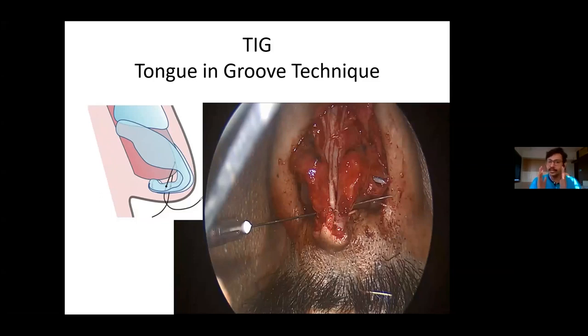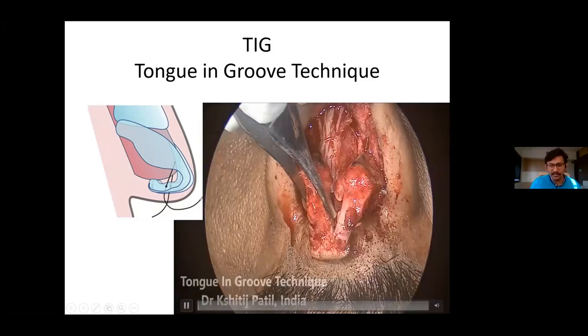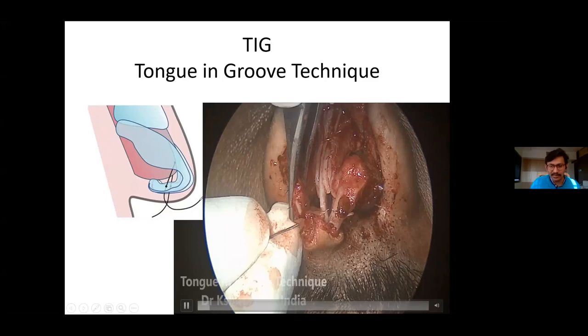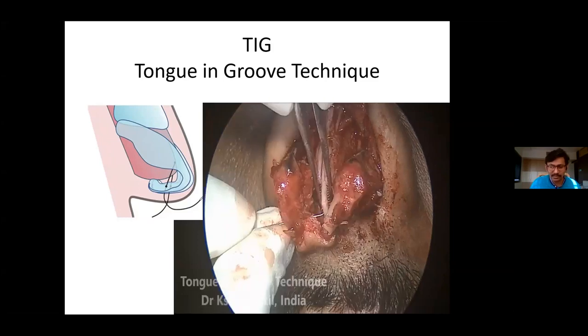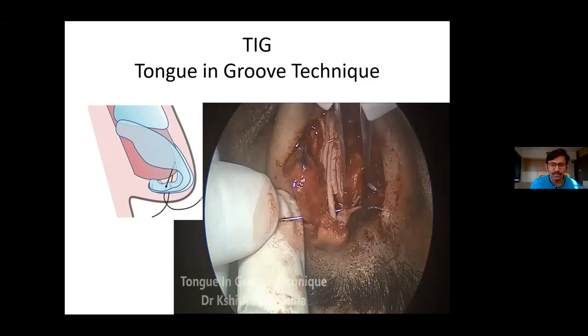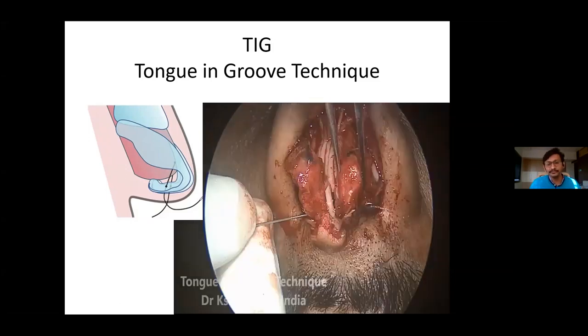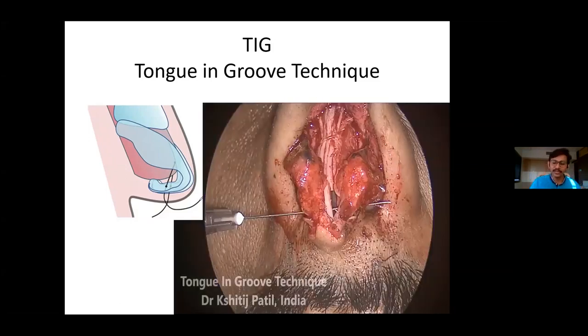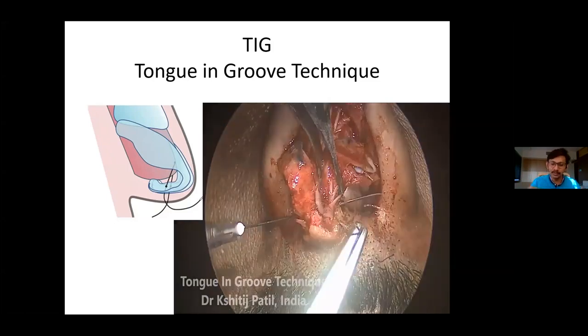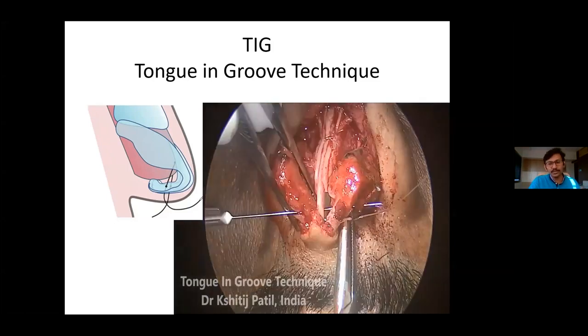So in tongue and groove technique, you have to set back. I'll just play this video again for you. As you can see here, the medial crus is set back and it is fixed to the caudal septum. So now this is setback of the medial crus to treat the hanging columella. So this was the tongue in groove technique.